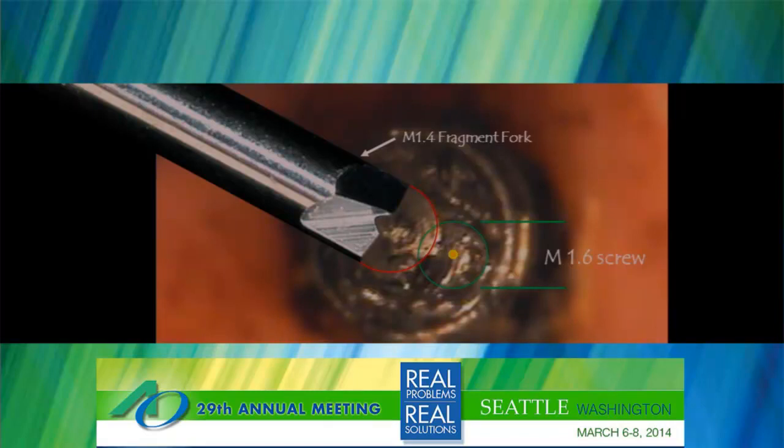So you would think initially that you could use a metric 1.4 fragment fork on a metric 1.6 screw, and you would be safe. But in reality, the screw hole that's used to pre-drill a metric 1.6 is only a metric 1.25 drill, so the difference is just thread. So if you went after a metric 1.6 screw with a 1.4 frag fork, you would be destined to start taking out implant threads at the same time. So from a pure mechanical point, this was a problem.